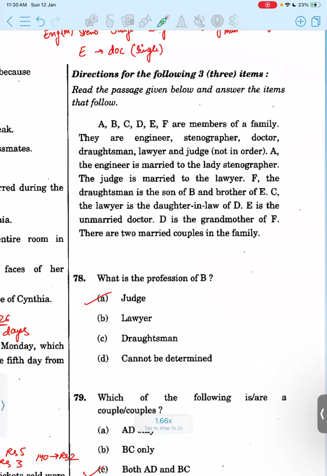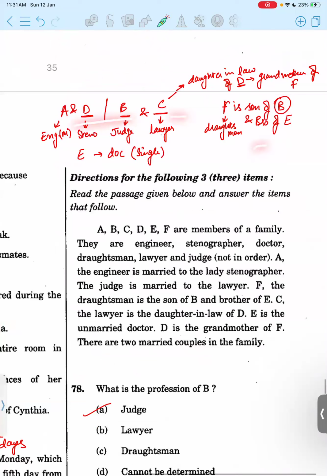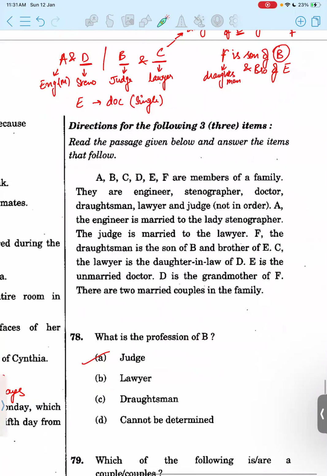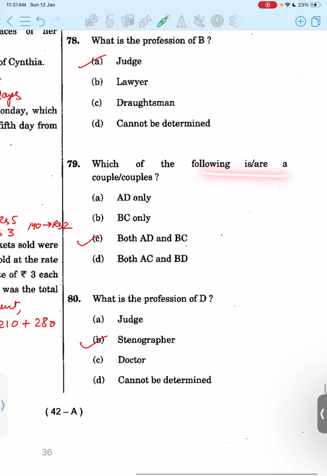Now this is again a question on the relations and the family. So you can write it down here, whatever information is given, so as to simplify this. So profession of B should be judge. Option A. And here, which of the following are couples? So two couples, AD and BC. Option C. And the profession of D should be stenographer.